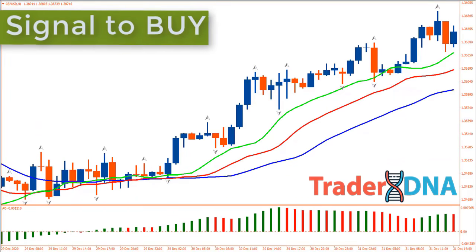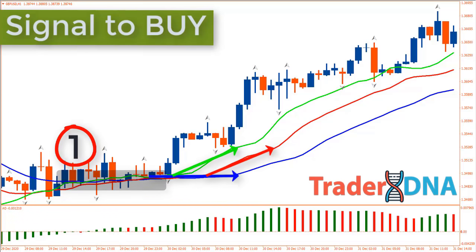A signal to buy by the alligator strategy. A signal to buy appears when a sleeping period changes for an upward movement. To enter the market, make sure that the following conditions are complied with. First, the intertwined lines of the alligator start going upwards and diverge. The alligator opens its jaw upwards, hunting the bears.